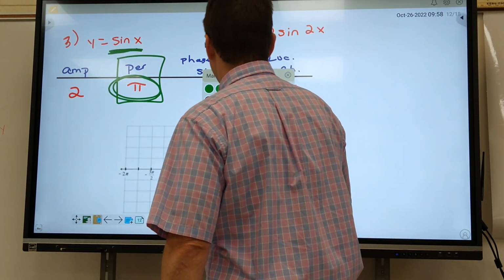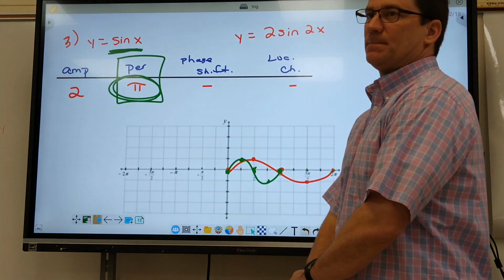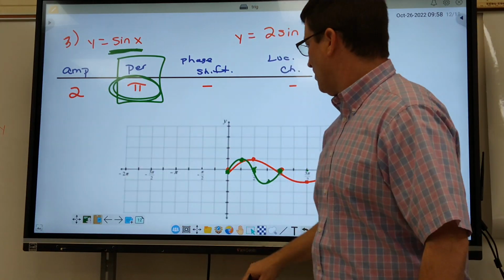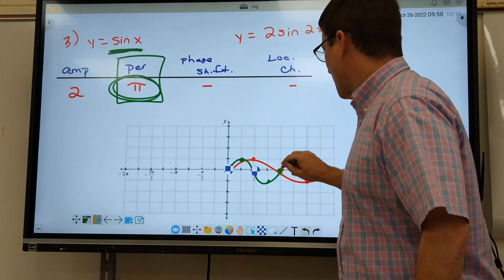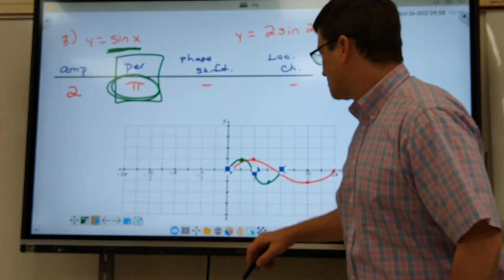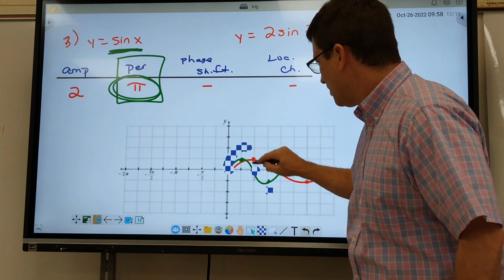All right, now we do our final graph. Amplitude, you guys remember, the dots on the x-axis stay on the x-axis, right? You never move those. We got to go up 2, so 1, 2, and right here I got to go down 2, draw your shape.